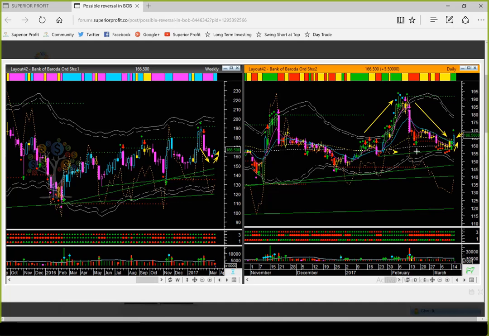Also at the same time, it broke the yellow direction line and the white direction line, the slow and very slow direction lines, closed above both of them. So that would be a valuable and potentially very profitable long trade at that time. You don't know how much profitable it would be, but the chart looked very good.